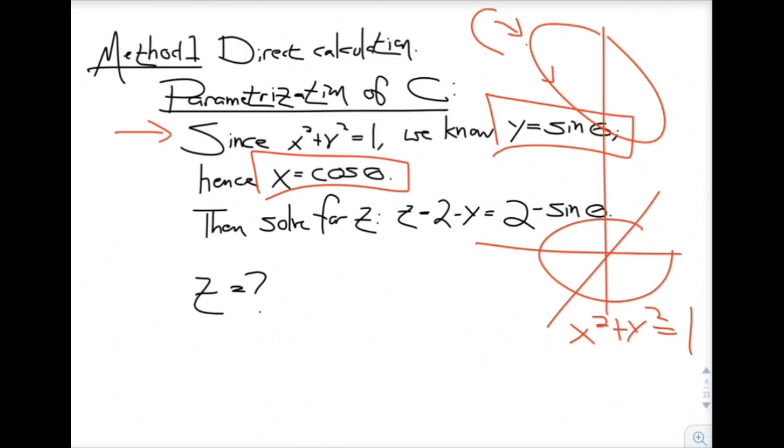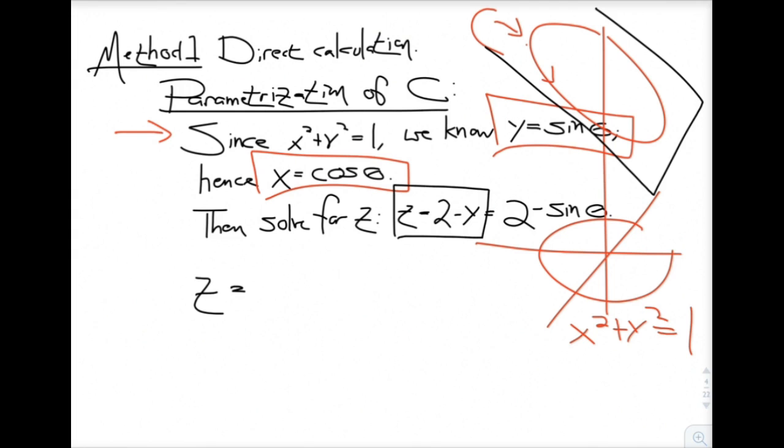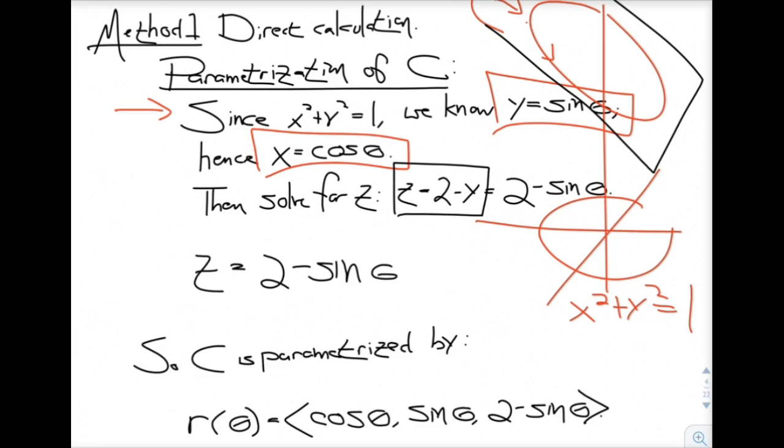Well, we can solve for z because remember this thing lies on the plane. And on the plane, z is equal to 2 minus y. And if y is equal to sine theta, then we have solved for z. z is equal to 2 minus sine theta. Great. So we have a parameterization of C. Let's write it down. Here's our x, cosine theta. Here's our y, sine theta. Here's our z, 2 minus sine theta.